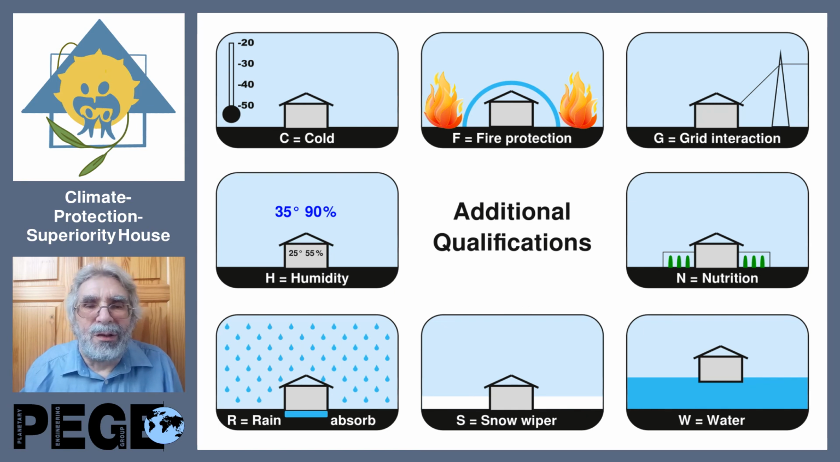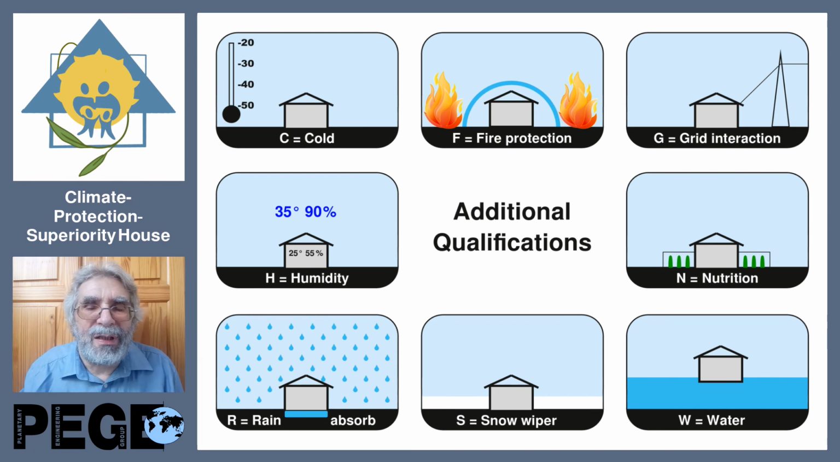So I said 90% of the locations, but there are locations requiring additional qualifications. Cold. Oh, it could have minus 50 degrees. The normal system is not designed for this, additional qualification necessary. Imagine you are in California and the fire insurance says no insurance. This area is far too risky. What to do? You need additional qualification, fire protection.